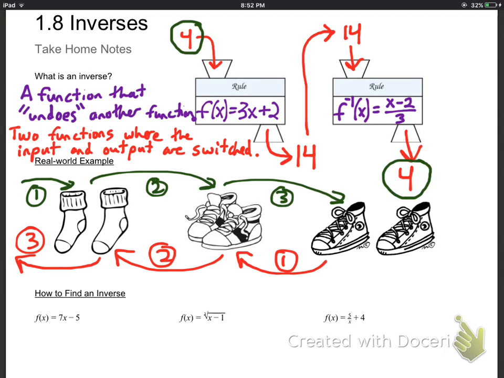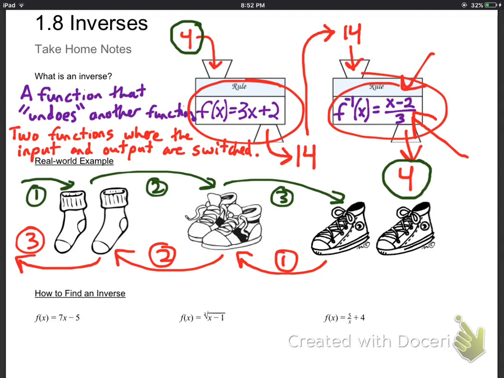The important thing for you to notice is that when we're undoing stuff, we're doing everything in the opposite order, okay? Look here, you see the two functions up here? The first function, when we do 3 times x plus 2, in order to undo that, we have to undo the very last thing we did. Okay, we've got to undo the plus 2 first. That's why you do x minus 2 first, and then you divide by 3.